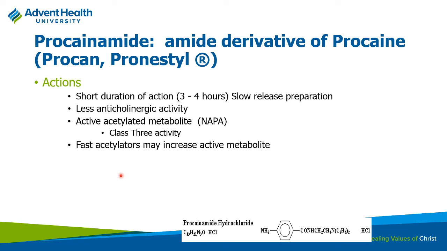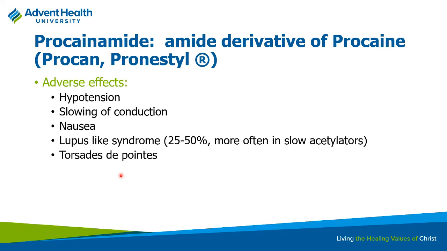So slow acetylators are more likely to develop that. This is actually more common with procainamide than it is with hydralazine. It's just that fewer patients usually get put on procainamide. But if you have a slow acetylator, they can get the same kind of lupus-like syndrome you would see with hydralazine. So this is the second drug we've seen that does that same thing. Again, you can see that lupus-like syndrome, about a quarter to half of patients can develop this to some degree, and again, it's going to be more likely in slow acetylators.